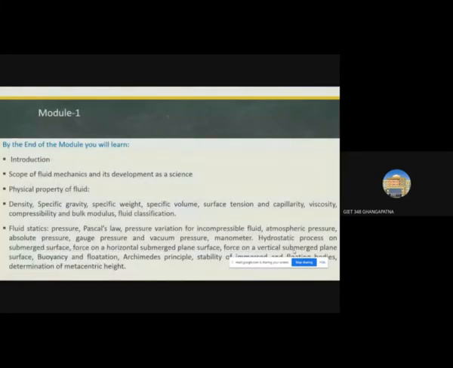Can you see? Yes, sir. All of you, this module 1, can you see all of you? Yes, sir. Is it boring? Yes, sir. No, sir. Are you feeling bored? Okay. Now, in the first class, it will be a little bit, but listen carefully.